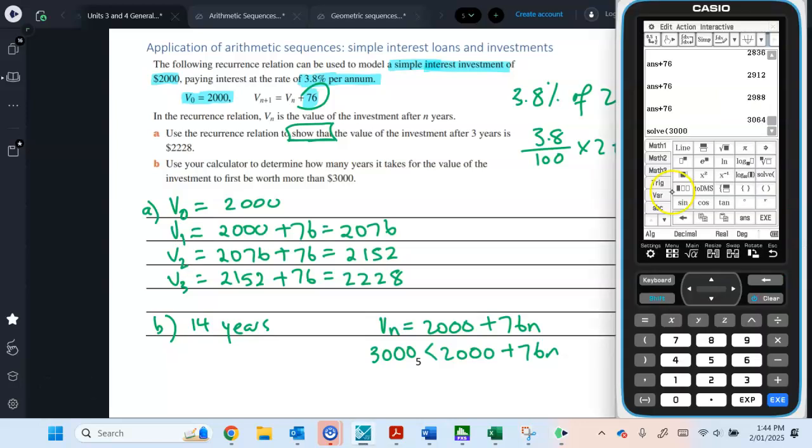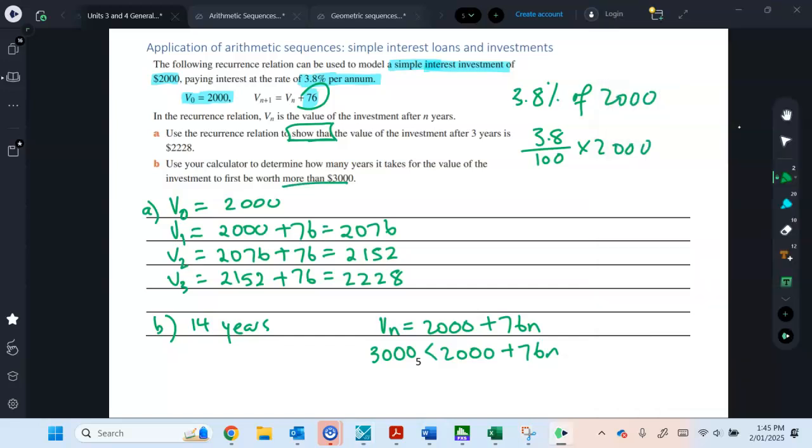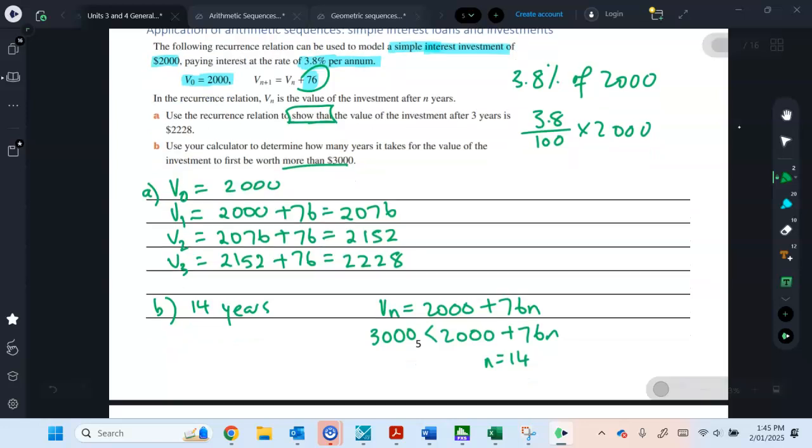All right, so 2000 plus 76, and I'm just going to use X because I'm too lazy to go into the other menu. So here we've got X has to be greater than 13. So I can't round down to 13 because I won't have gone more than $3,000. So obviously N has to equal 14. All right, so that's another way you could have done it.